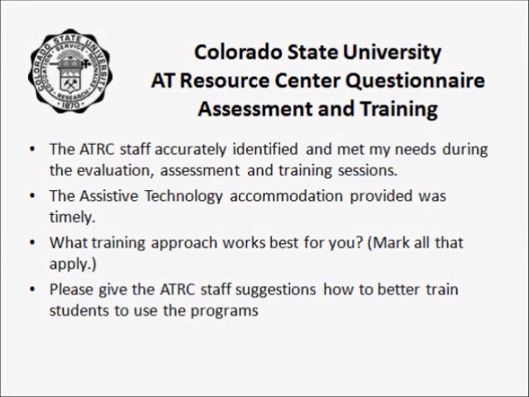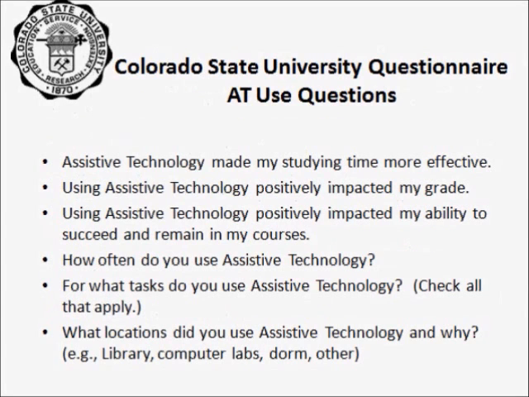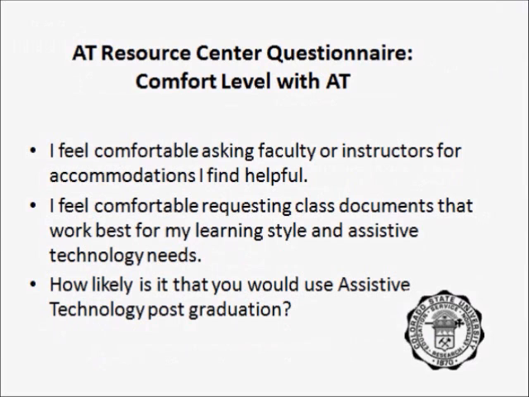The survey also had a section about how much the students use assistive technology and when they are most likely to use it. The team felt that questions like these would be very helpful in determining whether or not assistive technology was really a useful tool for their students. The third section of the survey asked about students' comfort level with assistive technology and requesting the accommodations they needed within their classroom environments.